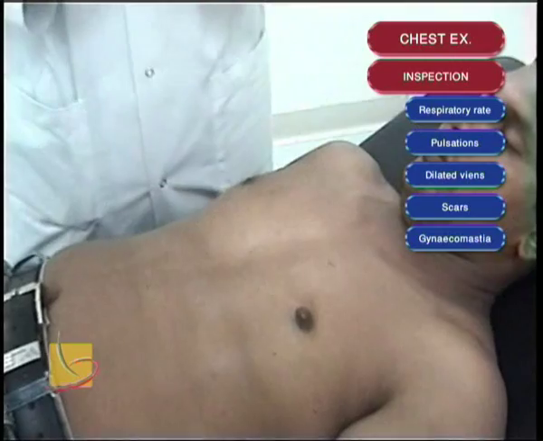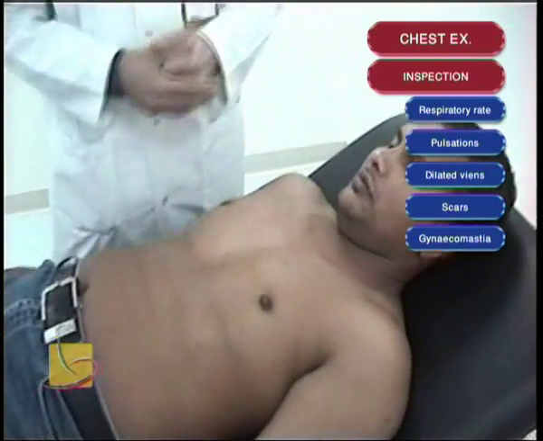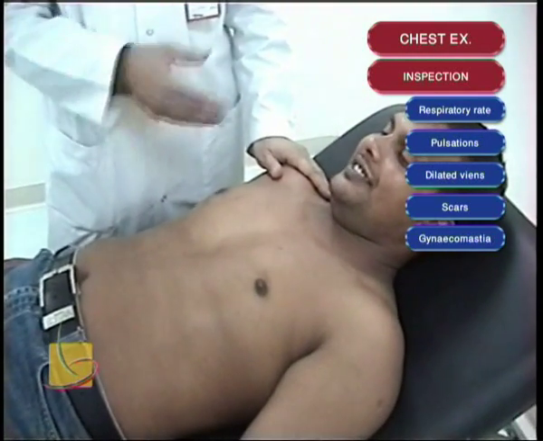When you are examining the patient, always keep an eye on him. Patients with carbon dioxide retention very easily go into deep sleep every now and then, and you have to wake him up. Asleep? No.